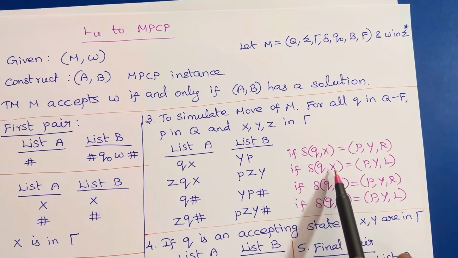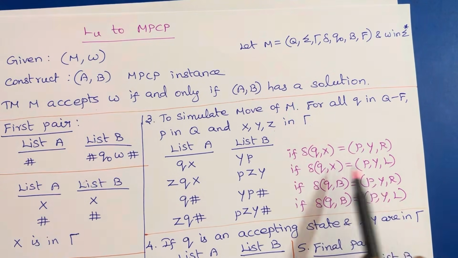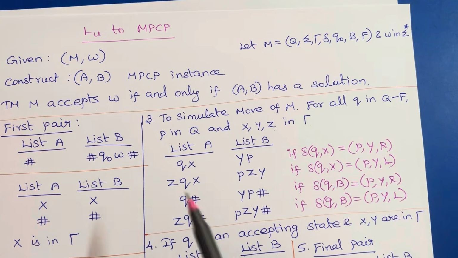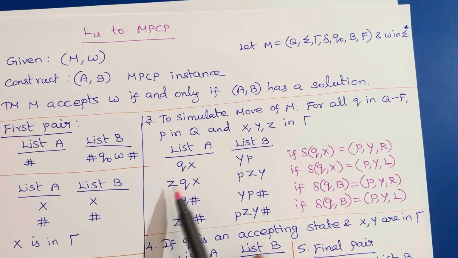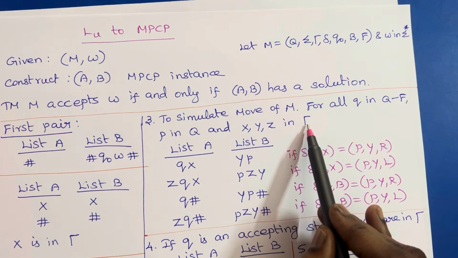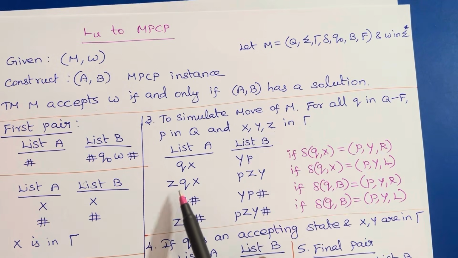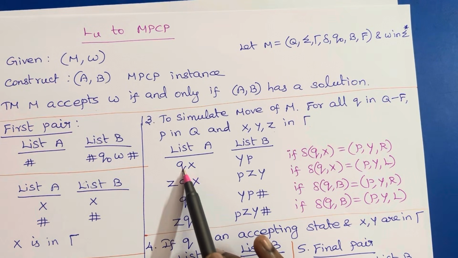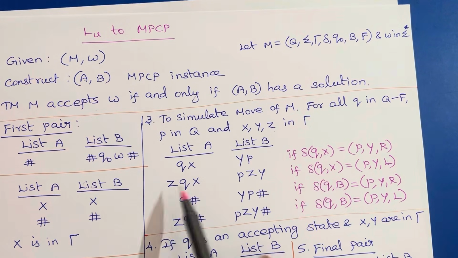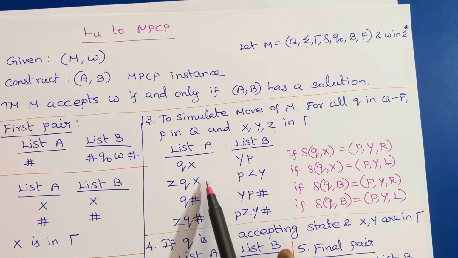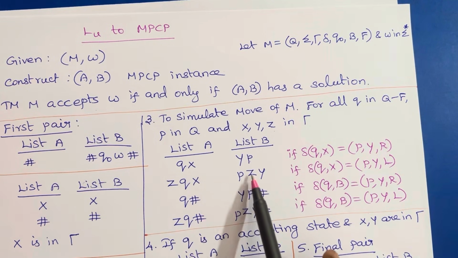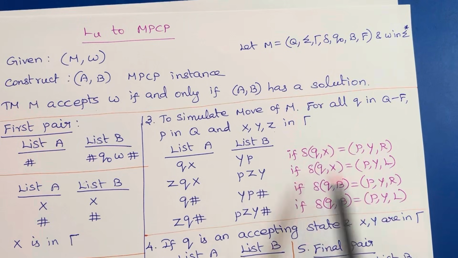Similarly, delta of q comma X equal to p comma Y comma left move. For any tape symbol except blank with a left move, we have to consider Z here. Z is also a tape symbol but except blank. So in list A we write ZqX, and in list B we have to write p, then the symbol Z, and then Y. Here Z means any tape symbol.